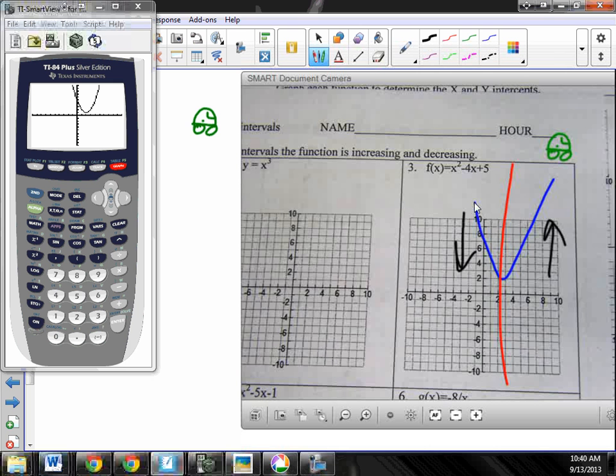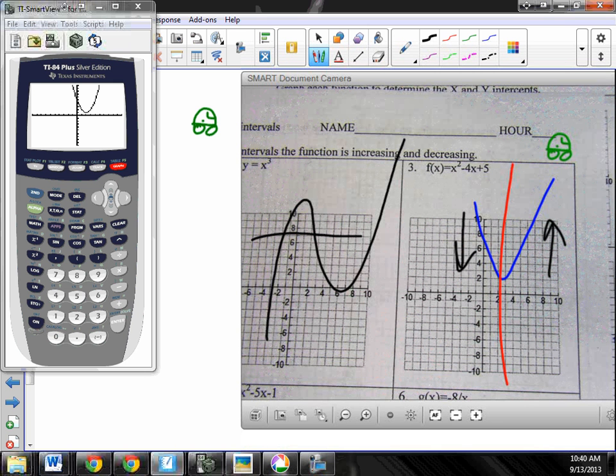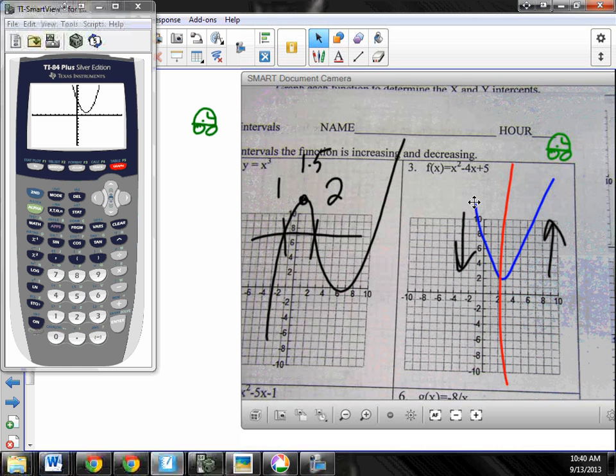Can we trust that middle line? Where does it look like we change directions? At 2. Can we trust it? Sometimes we can, sometimes we can't. If it's a parabola, if it's this U-shaped graph, you can. But if it looks like this, let's say this one is 1 and this one is 2, then this one will not be 1.5. It'll actually lean more to the left. It'll be 1.4 something. So we can trust this one, but some of the others we won't be able to.